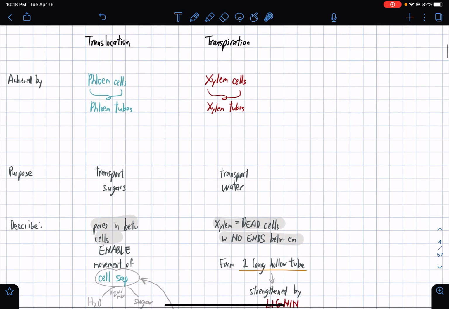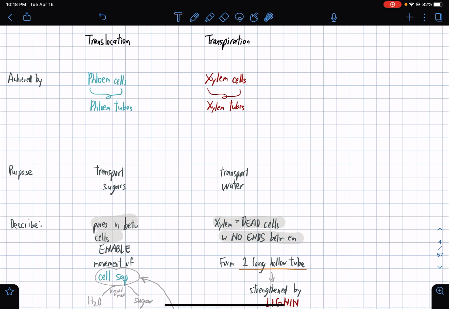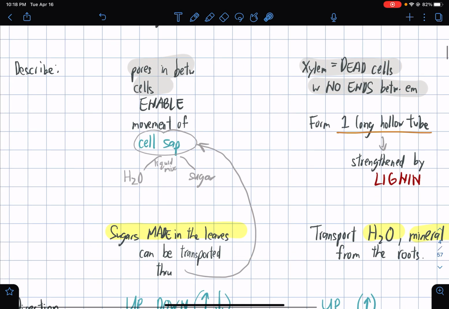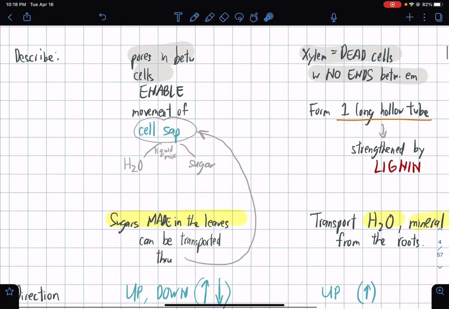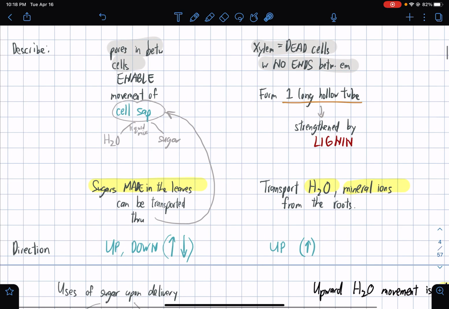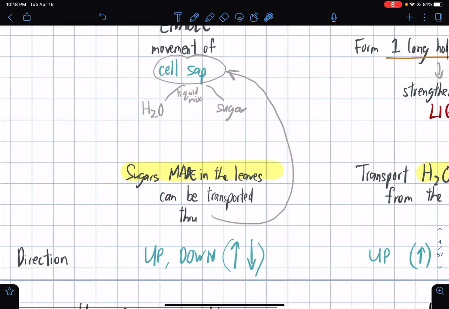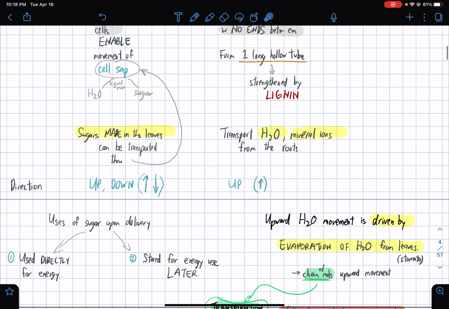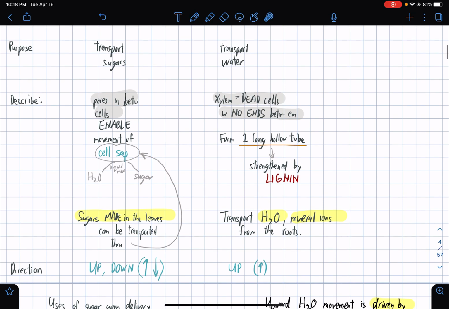And how do you describe translocation? Basically, the pores in between the cells enable the movement of cell sap. What is cell sap? It's basically composed of water and sugar. It's a liquid mix of water and sugar. So sugars made in the leaves can be transported through cell sap. The direction of translocation is up and down, unlike transpiration, whose direction is only up, there's no going down. That's one detail you have to keep in mind.